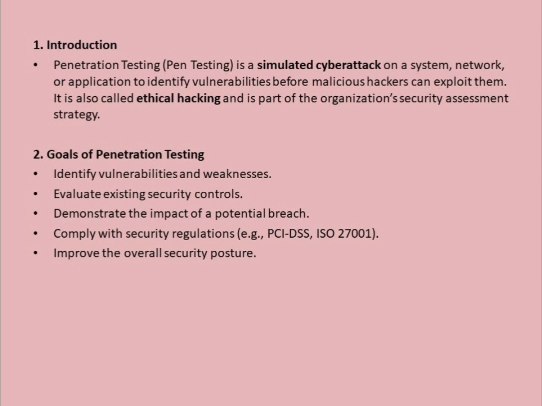Goals of penetration testing. Identify vulnerabilities and weaknesses. Pen testing helps discover flaws in software, networks, or security policies. Example: a weak admin password like admin123 can be easily guessed by attackers. A pen test would detect and report this weakness. Evaluate existing security controls. Companies spend money on firewalls, antivirus, and intrusion detection systems. But are they really effective? Pen testing checks if these controls can stop, or at least detect, an attack. Example: if a firewall is set incorrectly, it might allow unauthorized access to sensitive files.